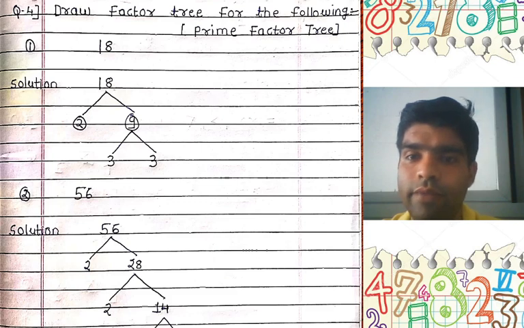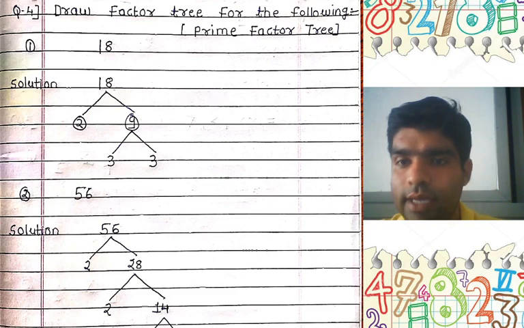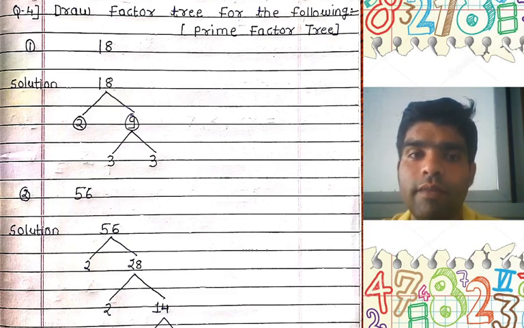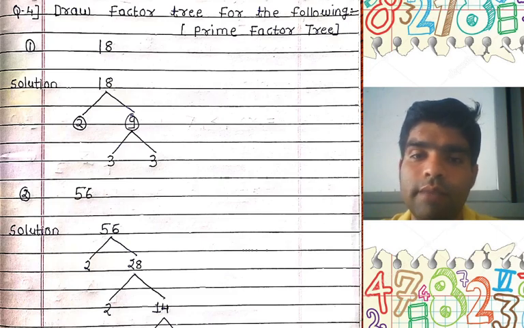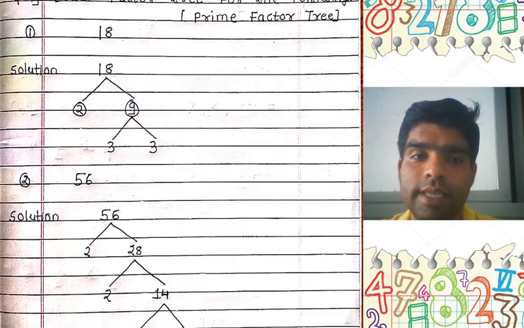Here will be 18. We have to write 2 nines are 18. Here will be 2 and 9. Now see, 9 can also be written in the form of 3 multiplied by 3, because 3 threes are 9, and 3 is also a prime number. That is why 2 nines are 18, and 9 can be represented by 3 threes are 9.